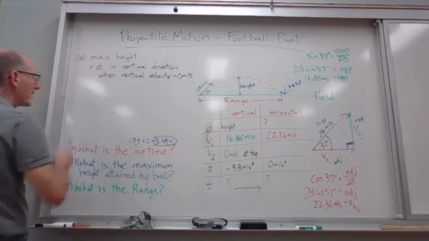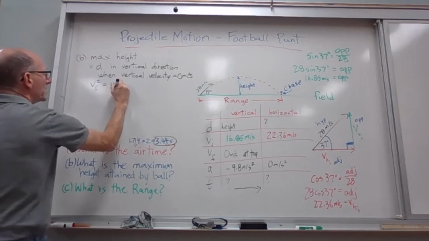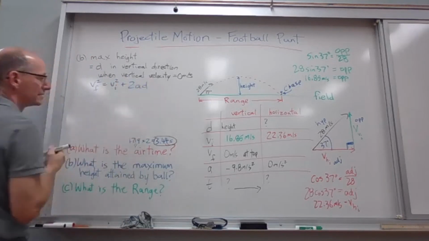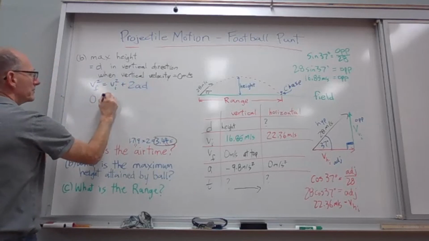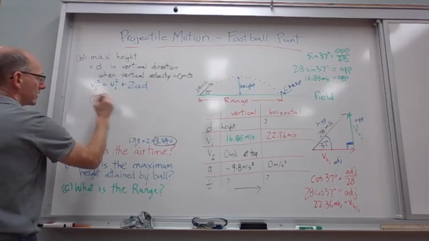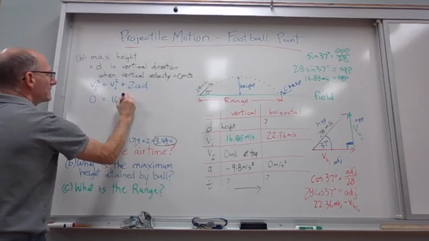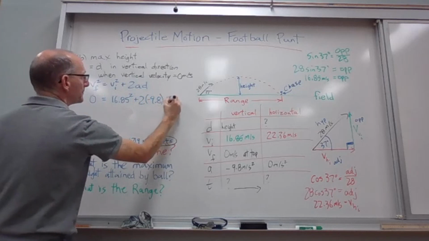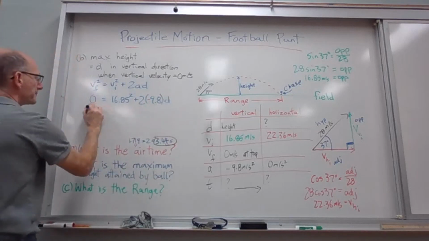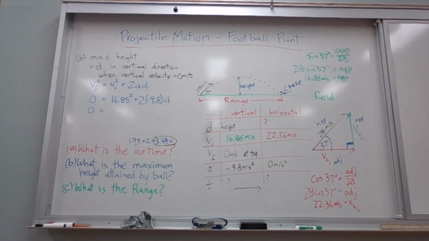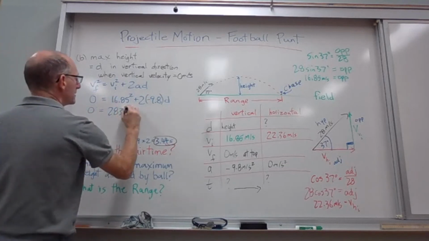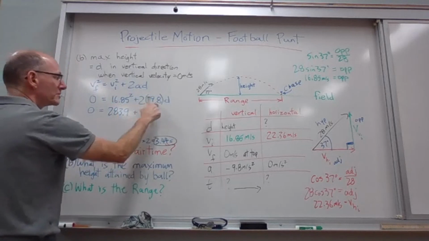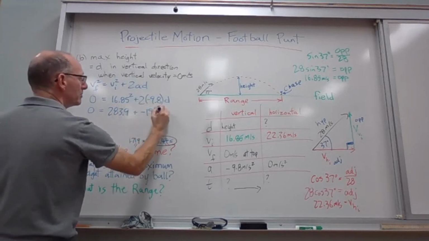And that equation is VF squared equals VI squared plus 2AD. VF is 0 at the top, squared if you want, but it's 0. VI is 16.85 squared plus 2 times minus 9.8 times D. Okay, I'm just going to clean this up a little bit. I got 0. 16.85 squared is 283.9 plus this is 2 times 9.8 negative, so it's minus 19.6 times D.